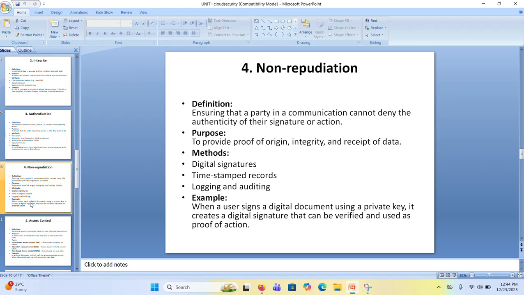And non-repudiation: we ensure that a party in a communication can't deny the authenticity of their signature and action, and the purpose is to provide proof of origin, integrity, and receipt of data. So what are the methods? We have digital signatures, timestamp records, logging and auditing. When a user signs a digital document using a private key, it creates a digital signature that can be verified and serves as proof of action.